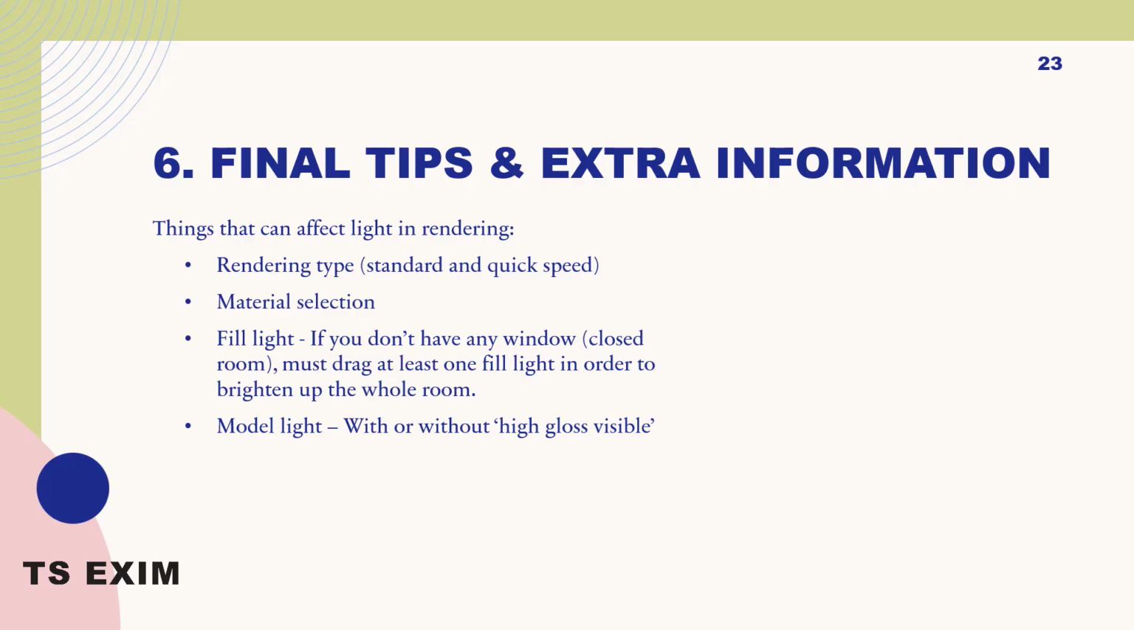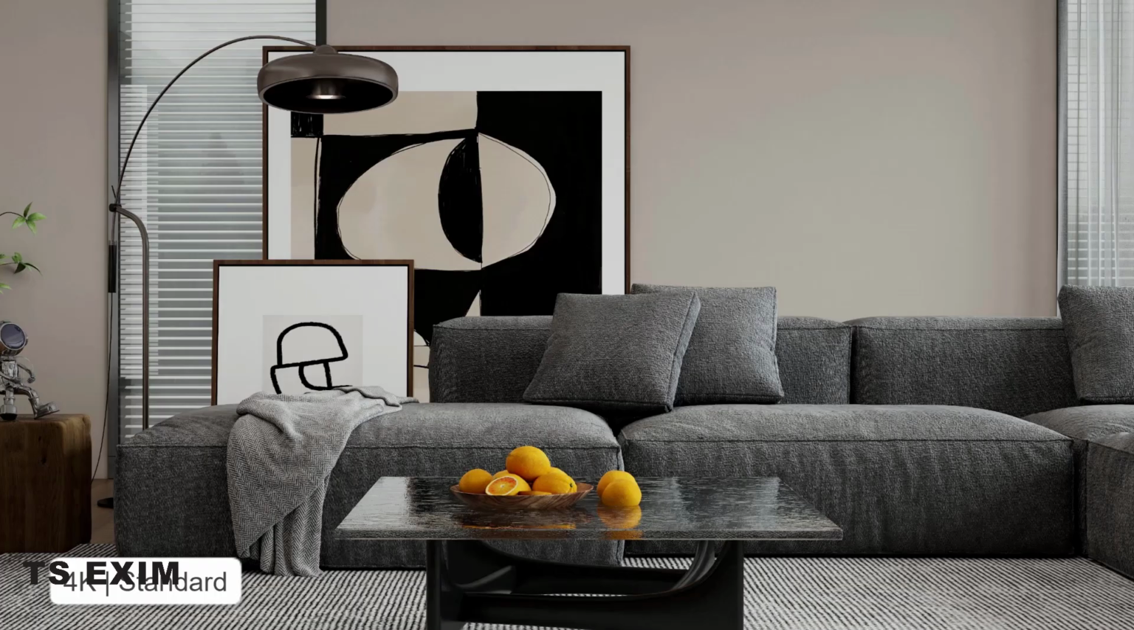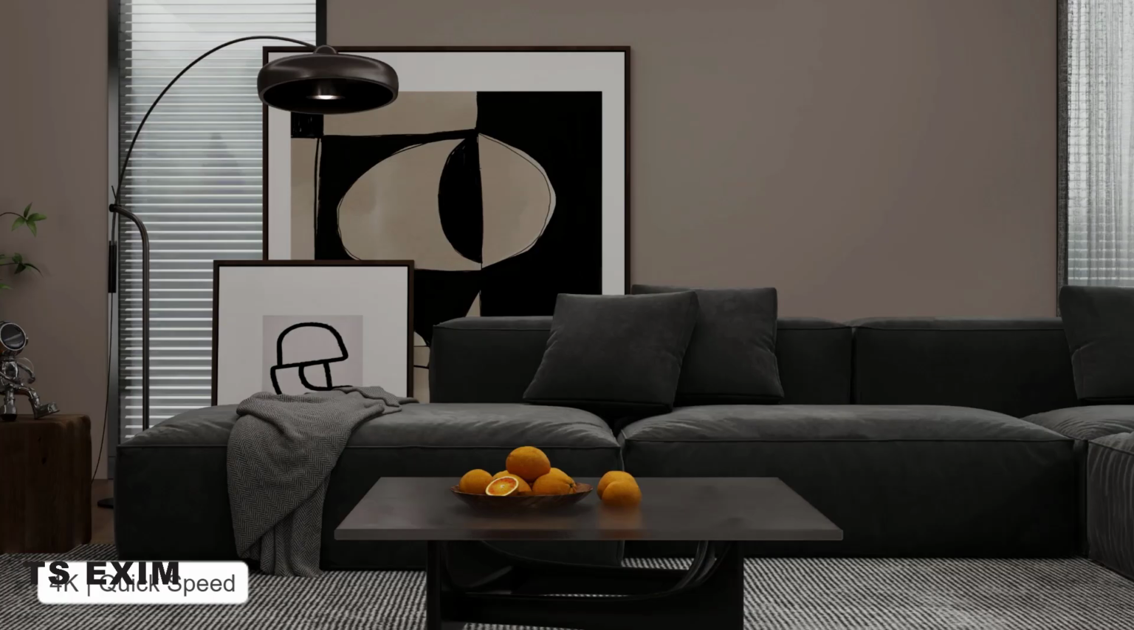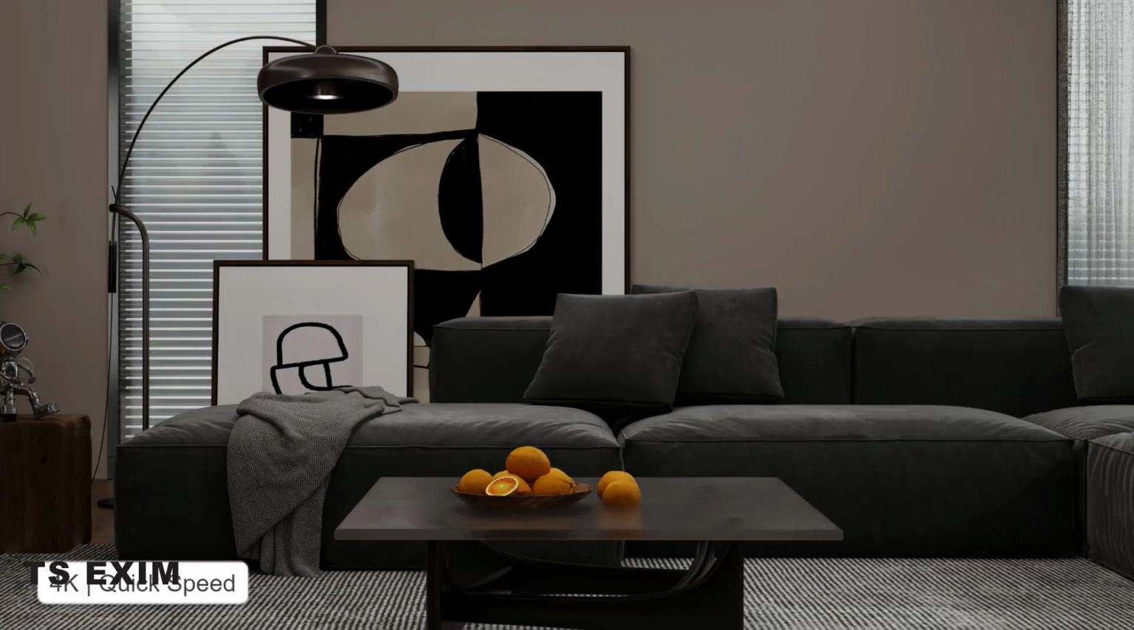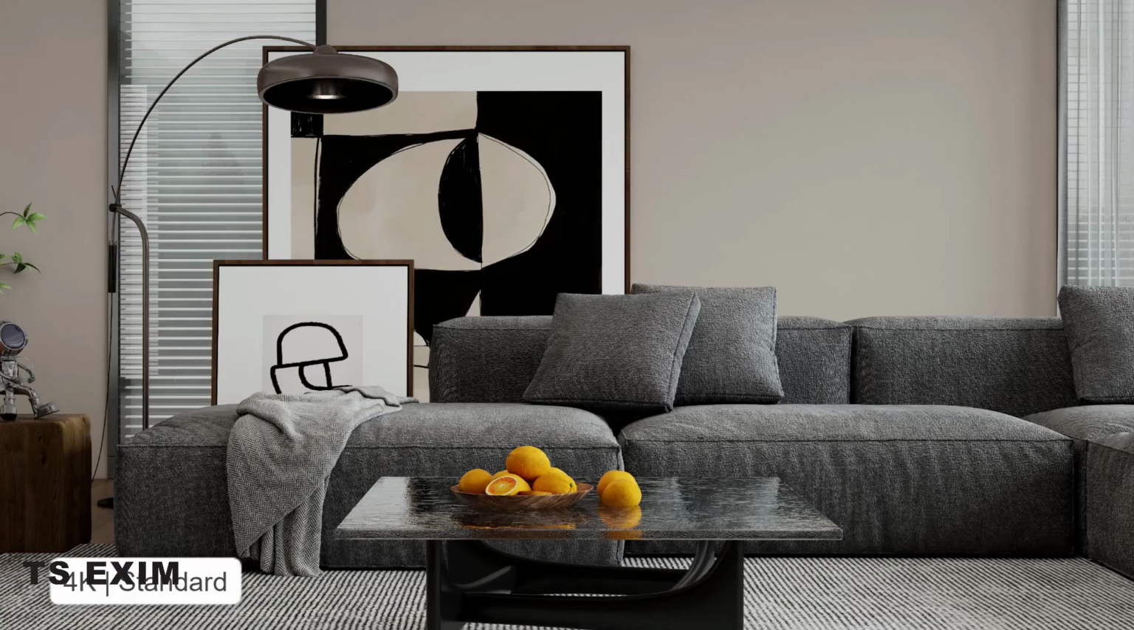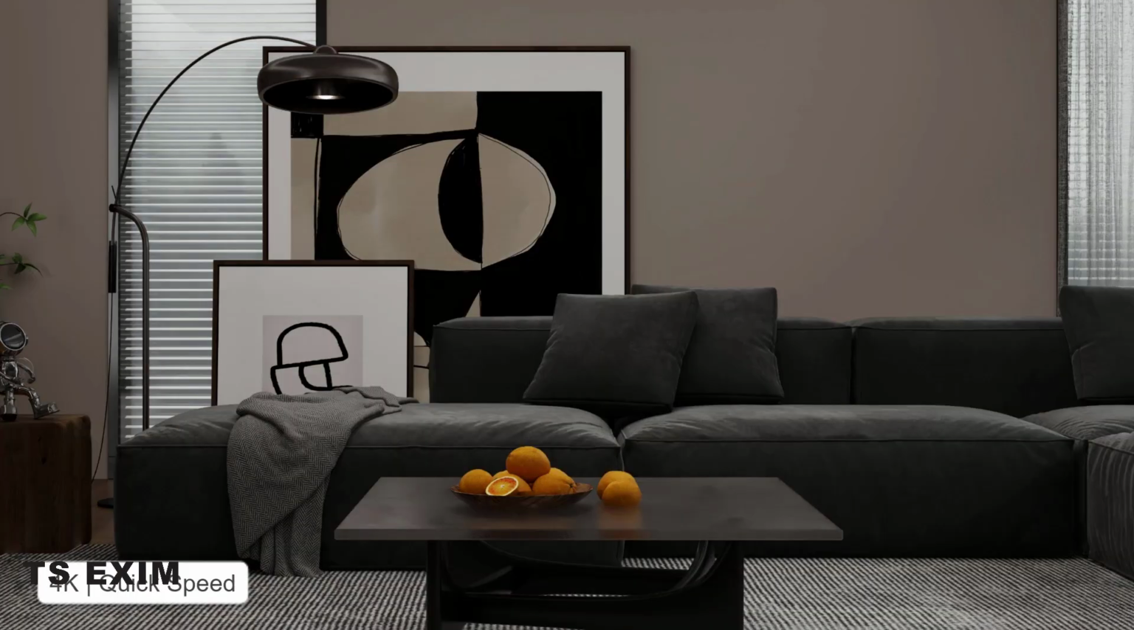Okay, the first one is rendering type. So the most obvious is standard and quick speed. These two, if you use it, you will see different kind of light effect. So I'll show example. This is standard. This is quick speed. You can see both I'm using 4K as a resolution, but I use a different rendering. This one is standard, this one is quick speed.